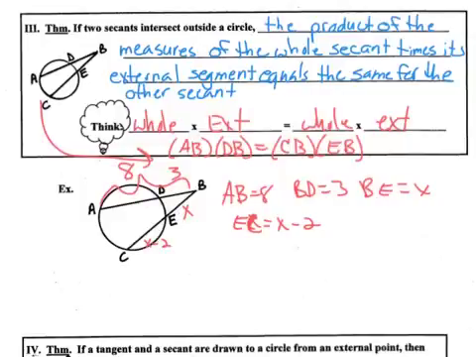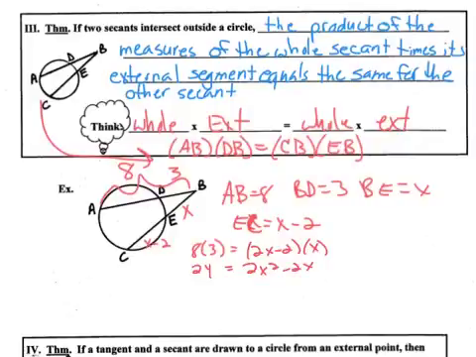Well, on the one hand side, it's going to be 8 times 3, and that's equal to the whole side, which is x plus x minus 2. So that whole side is going to be 2x minus 2, and then the external is another x. So when we look at this, we end up with a second degree equation.